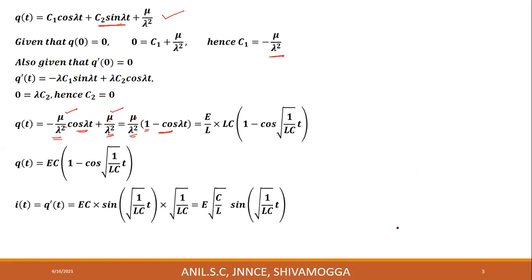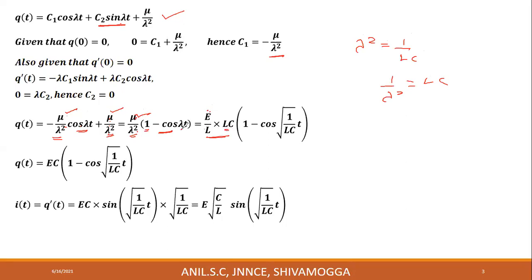Substitute and simplify. Mu is equal to E by L. It is substituted. Lambda square is equal to 1 by LC. Therefore, 1 by lambda square is equal to LC. It is substituted. This is mu and this is 1 by lambda square.